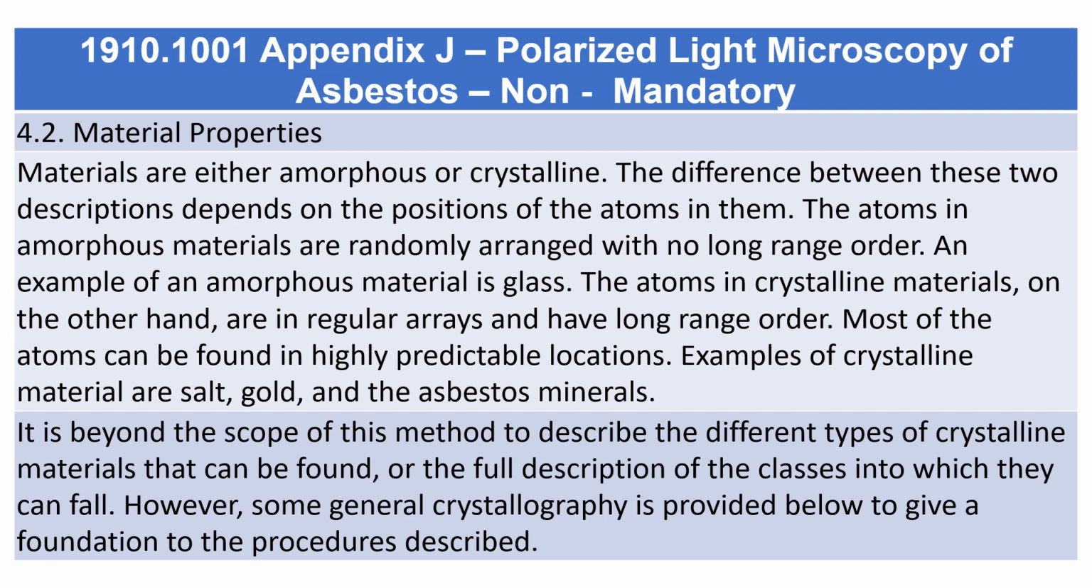The atoms in crystalline materials, on the other hand, are in regular arrays and have long-range order. Most of the atoms can be found in highly predictable locations. Examples of crystalline material are salt, gold, and the asbestos minerals.